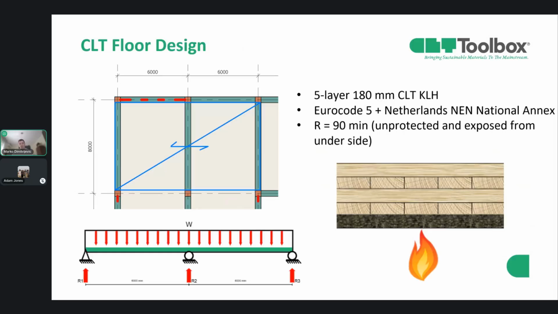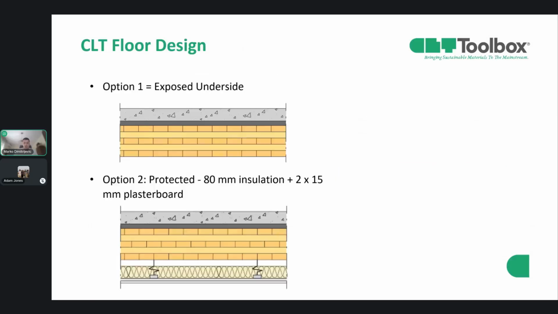Now we're going to take the same panel, and we're going to check what is happening with the fire resistance of 90 minutes. We're going to use also the Dutch National Annex, and we'll check 2 options. So we'll have the exposed underside. So we're going to see how this design is working with no protection, or we'll also check option 2, which is protected from below. So we have 80 millimeters insulation and 2 times 15 millimeters plasterboard.